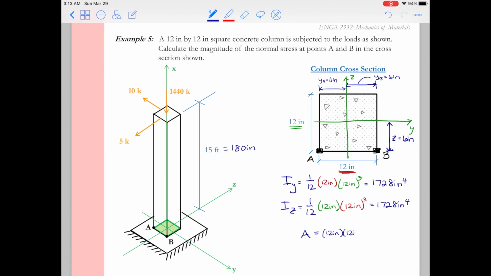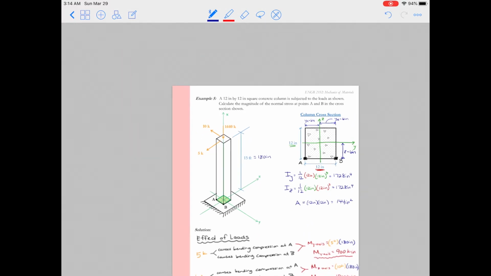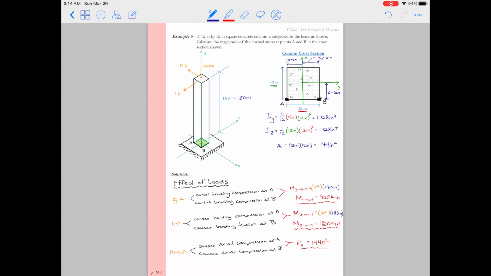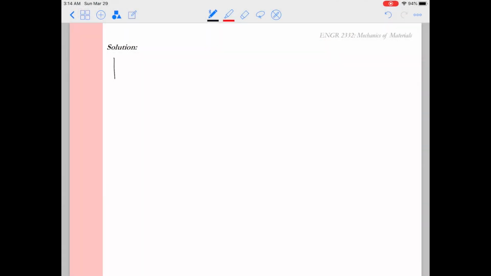Finally, we need our area. Area is just going to be base times height, so that's 144 inches squared. So I think we have everything to go ahead and calculate the stresses that are occurring at both points A and B.